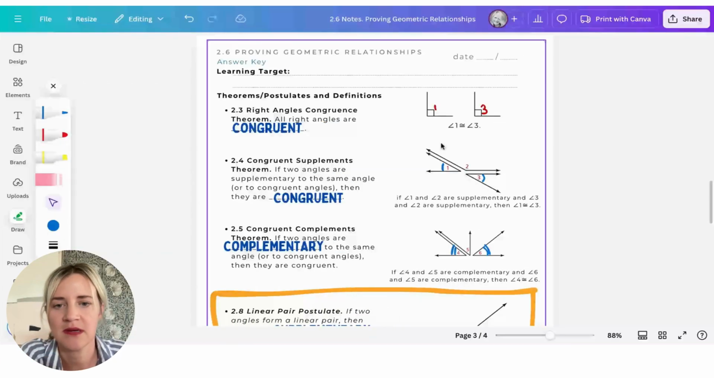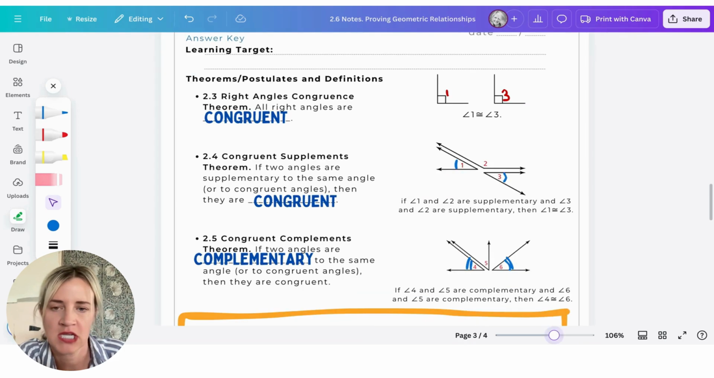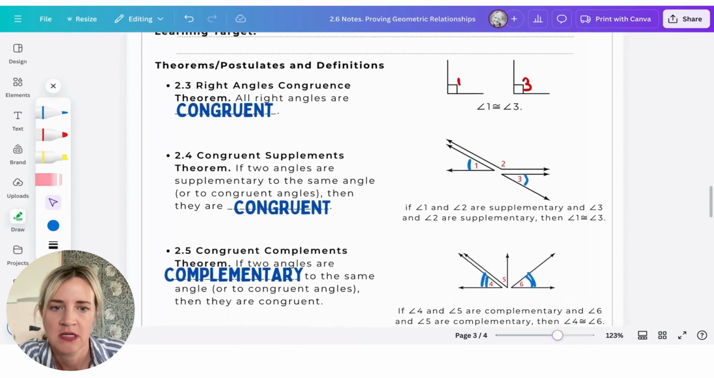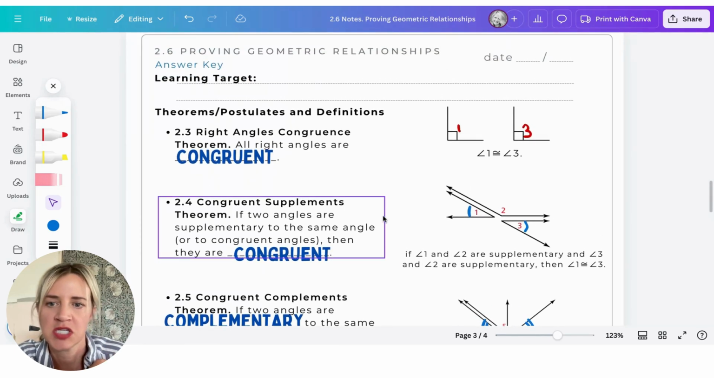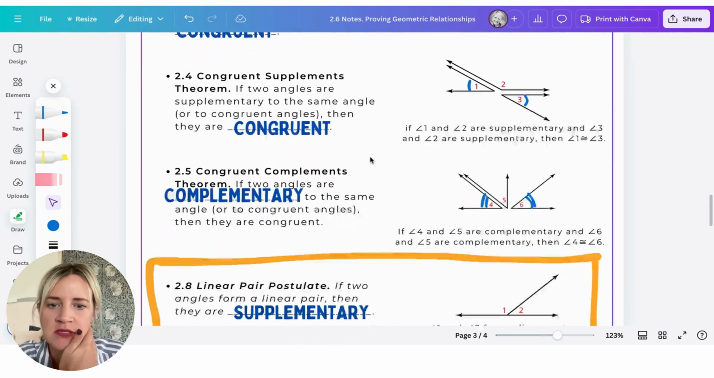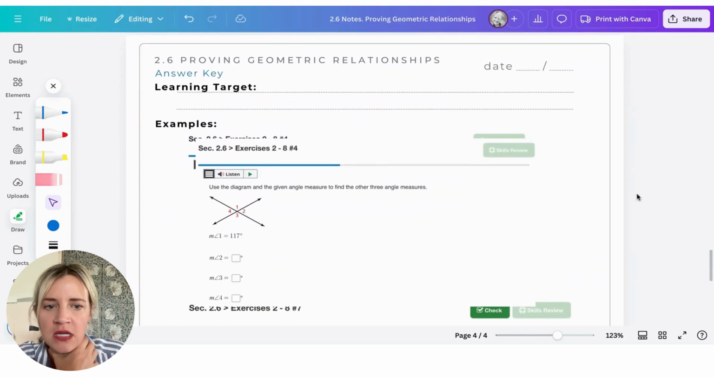And last but not least, we have some example problems. So I'm just going to demonstrate on your note-taking template. Remember, you can print this out, save it however you wish. 2.6, proving geometric relationships. These notes were filled in, and then your examples are down here on the second page.